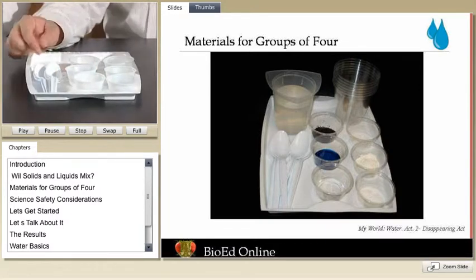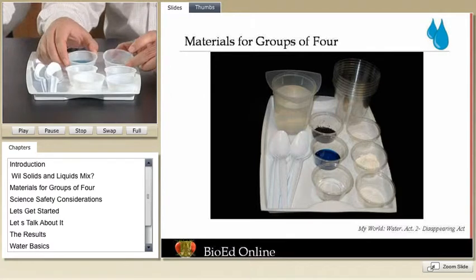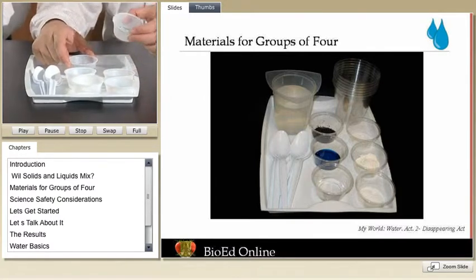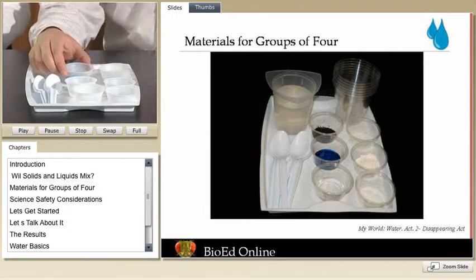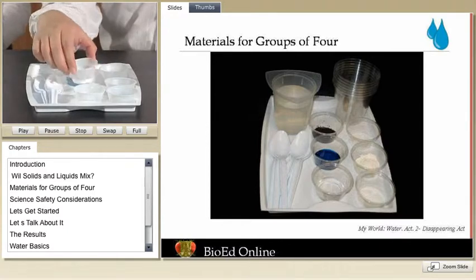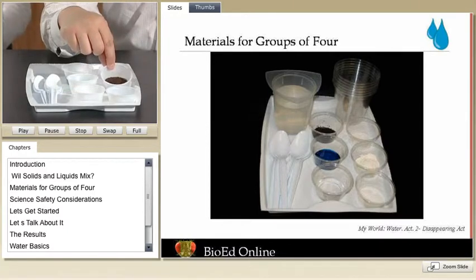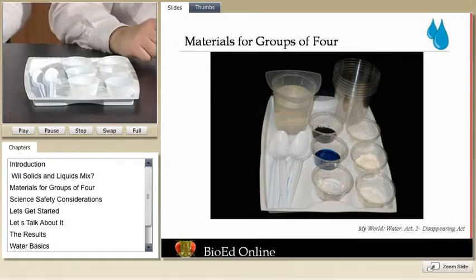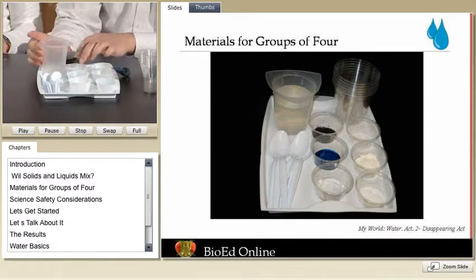We also have 6 condiment cups. Each cup is filled with 6 different materials. We have 2 liquids. The first one is oil. The second one is a food coloring solution that we made ahead of time. We also have flour, ground coffee, salt, and sugar. And these are the materials that they will be testing.